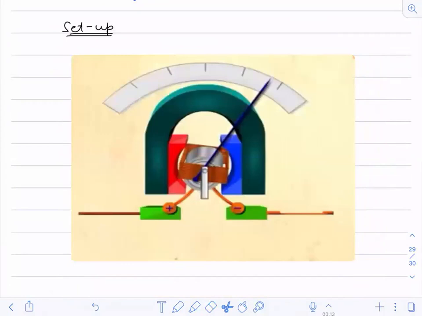So here you can see the 2 magnets. These are the 2 magnets. This is one magnet and this is the other magnet. Fine.